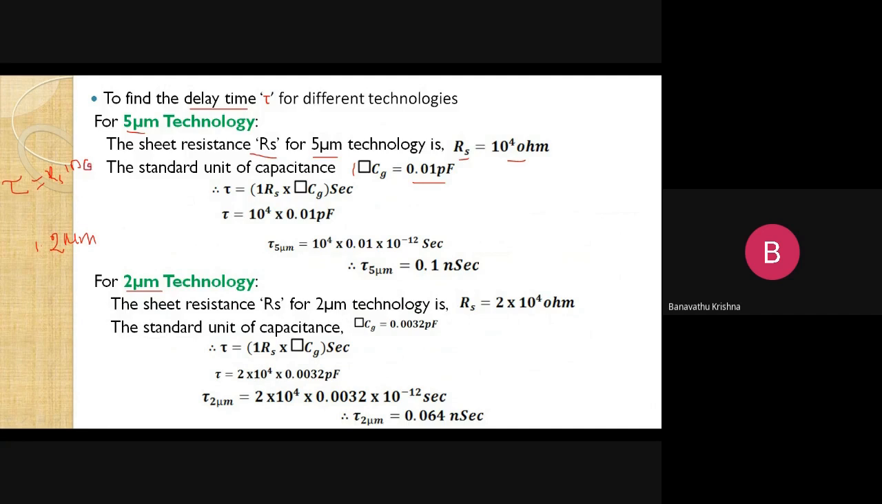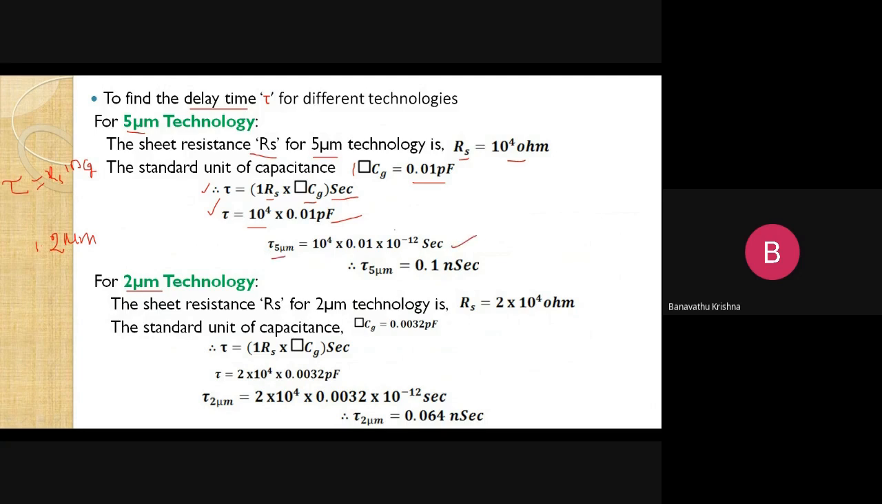So the multiplication of the capacitance value and the sheet resistance value is nothing but a delay unit, right? Therefore, tau equals 1 Rs into square Cg, and its unit is seconds. Here you can substitute the values of Rs and the standard gate capacitance Cg: Rs is 10 to the power of 4 ohms and Cg is 0.01 picofarads. Here tau is the delay unit in 5 micrometer technology, represented in seconds.